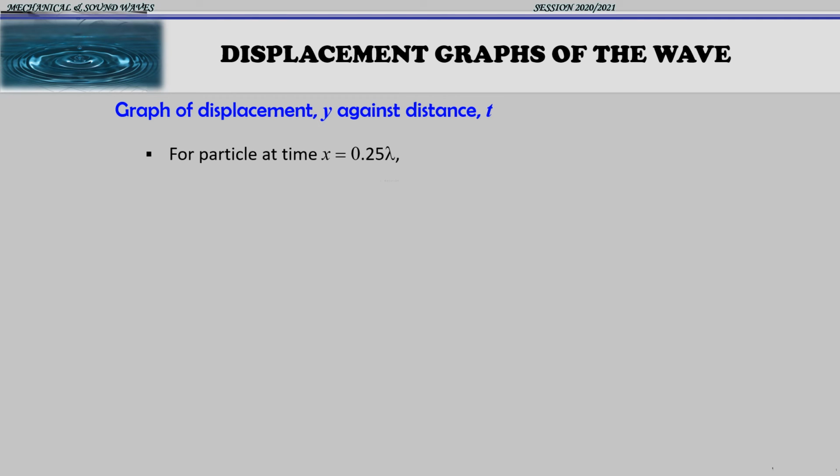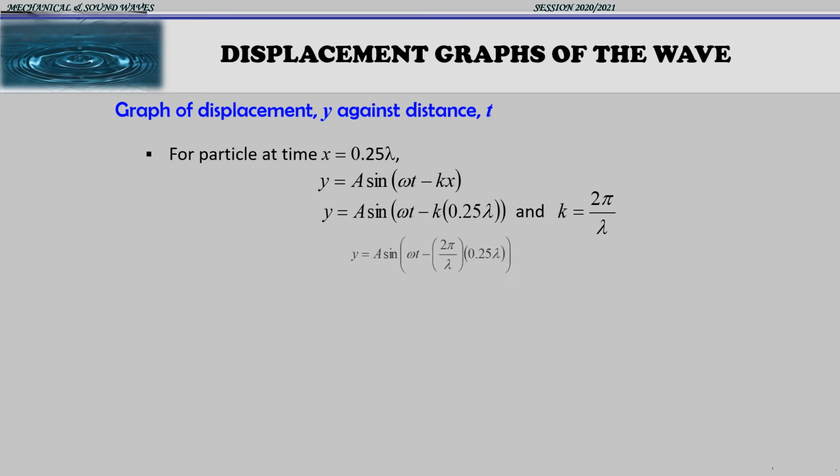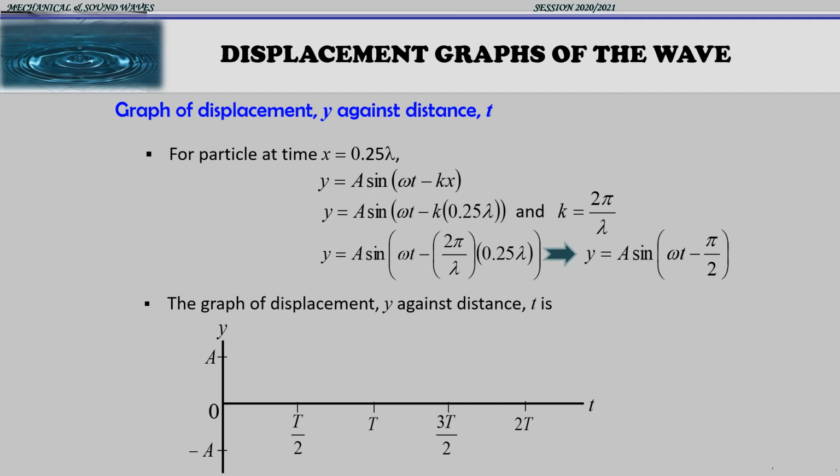Next, for the particle at x equals 0.25 lambda, when we substitute the value, we will get y equals A sin(omega t minus pi over 2). Thus, the graph of displacement against time is as shown.